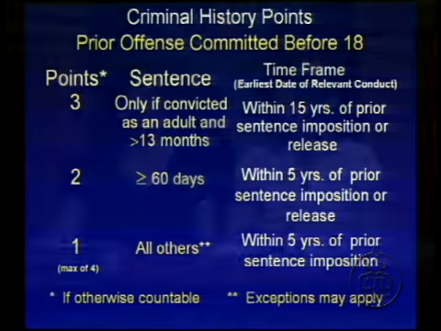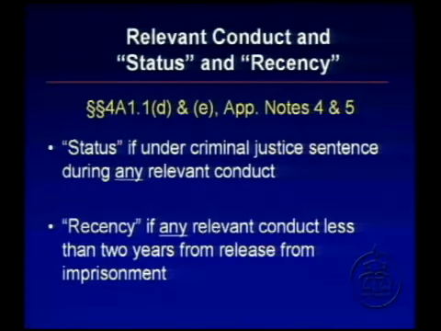Again, in addition to the criminal history points assigned pursuant to the length of the sentence, the defendant may also receive additional criminal history points for status or recency. So if that defendant is under a criminal justice sentence at the time the instant offense is committed, meaning probation, parole, supervised release, imprisonment, work release, or even escape status, if any of those apply, he or she will receive an additional 2 points for the status of being under a criminal justice sentence, and that's pursuant to 4A1.1(d).